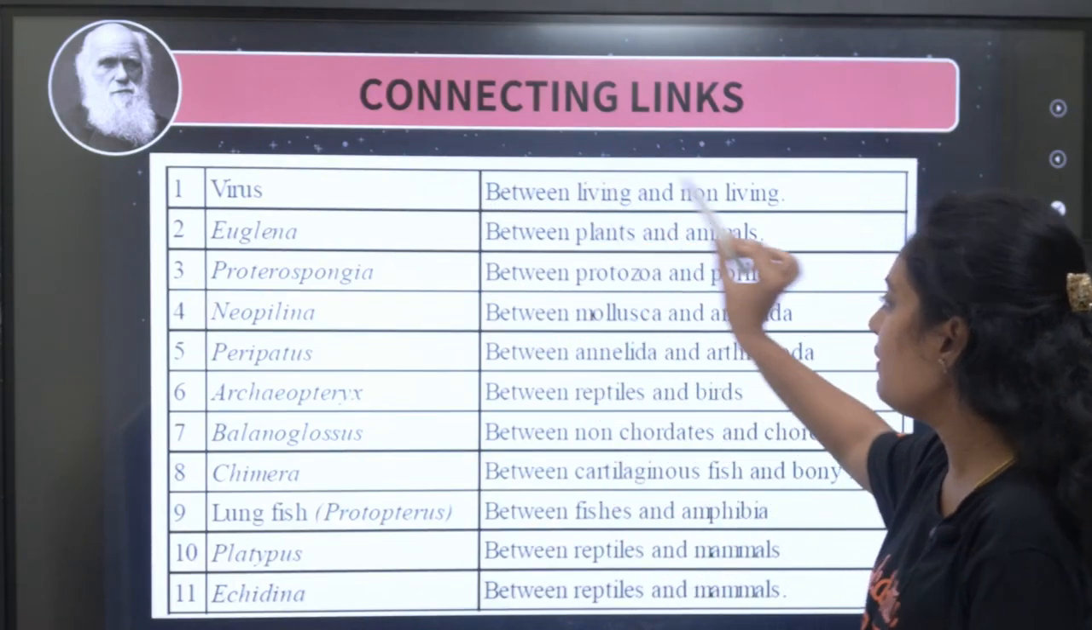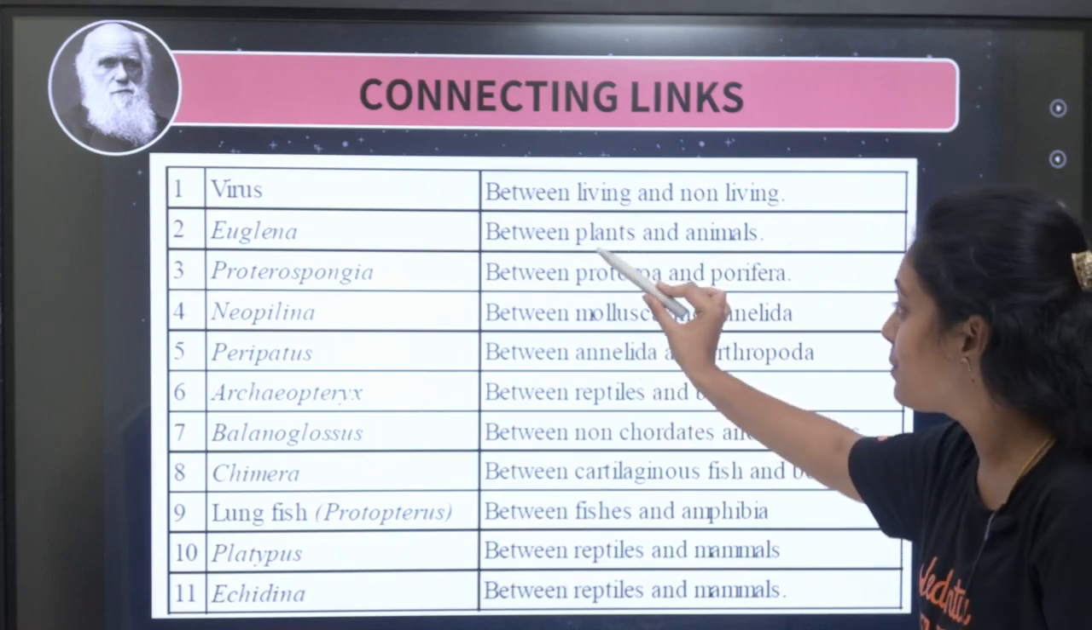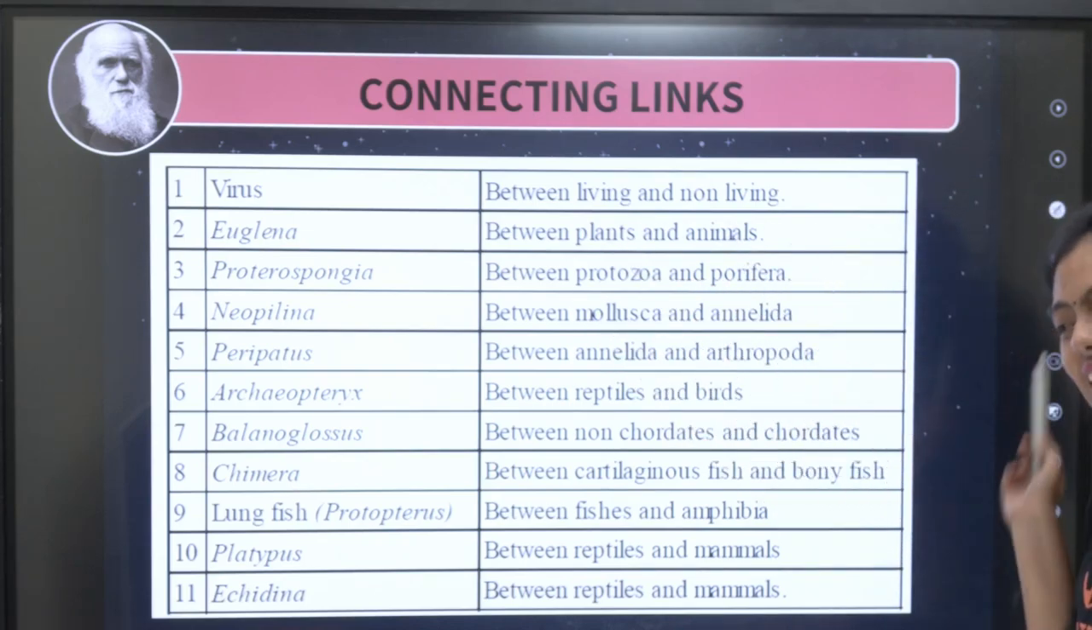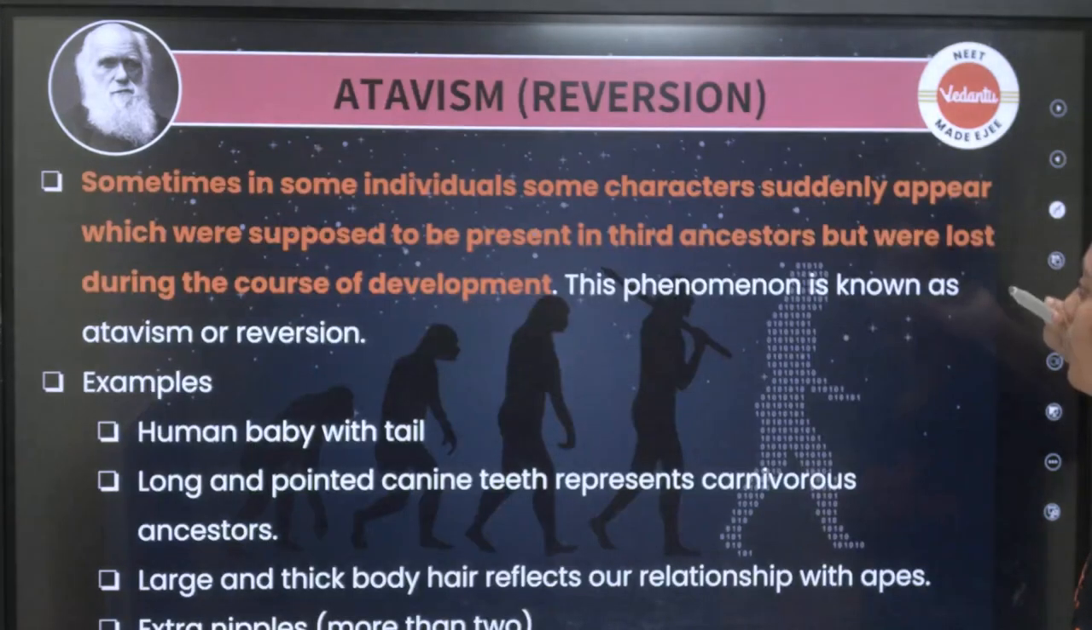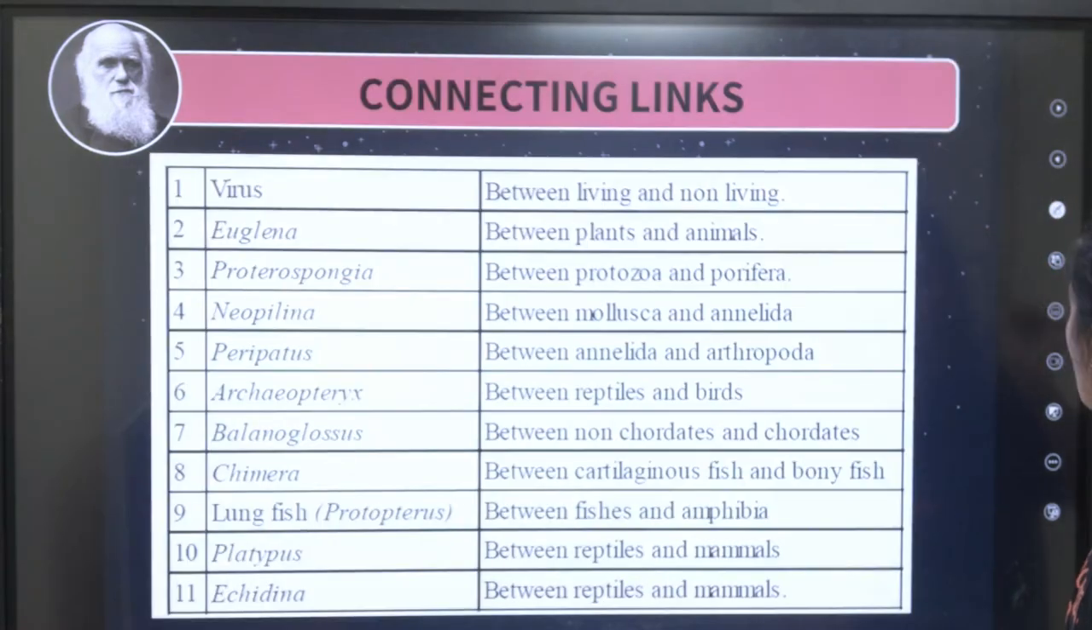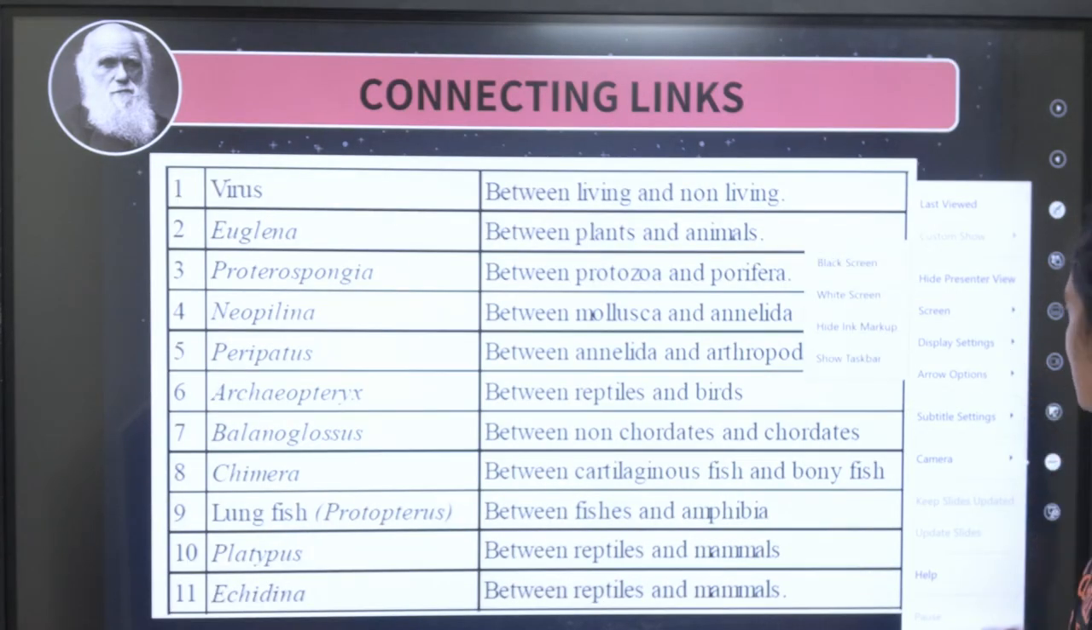Okay, we have some examples for connecting links, not so important. Virus connects living and non-living. Euglena connects plants and animals. Okay, indha maari nariya examples irukku. Romba mukkiyamana vishayam kedaiyadu. Okay, so this ends today's class.